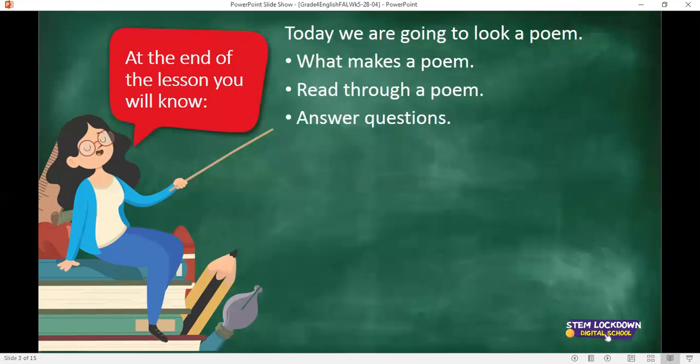So as I said, today we're going to do some reading and writing. So we're going to look at a poem, but before we do that, I want to explain what makes a poem. Then we're going to read through a poem together, and then we're going to answer some questions.